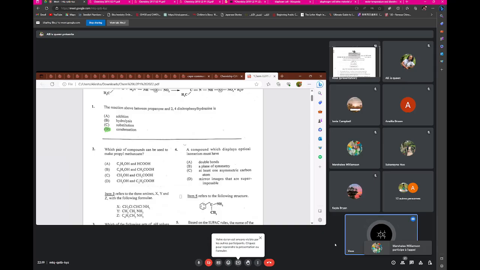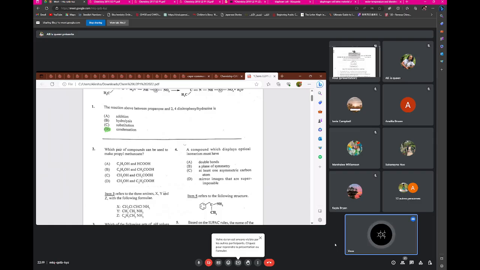Which pair of compounds can be used to make propyl methanoate? So how do we name the esters? Propyl is... the alcohol and the acid. Alright, so that means we have to have propanol and methanoic acid. So that would be what? A? Yeah.